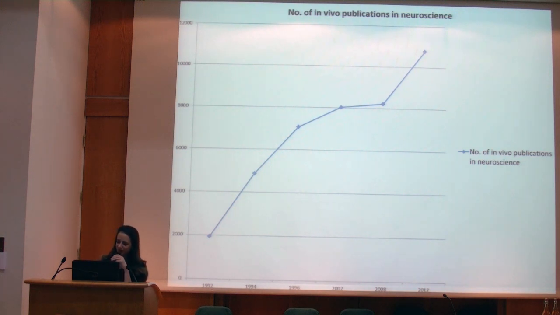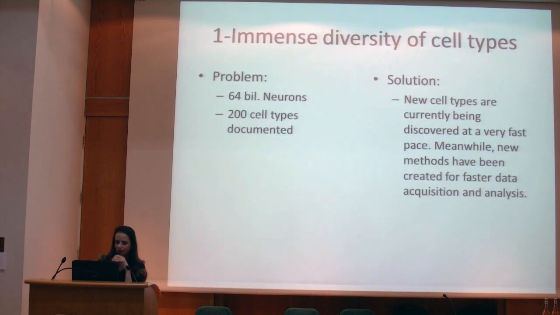Never mind. Right, so now that we know just how fast these problems might be resolved, I'm going to refer to the problems mentioned in 2011 with the information that we have now in 2012. Right, so the problem again, the immense diversity of cell types, we had 64 billion neurons, 200 types of cells documented approximately. When I say that new types are currently being mapped, I mean take 200 and think exponential.